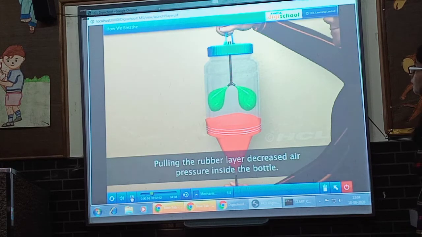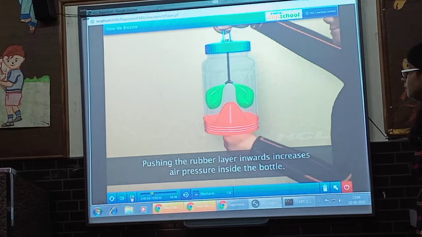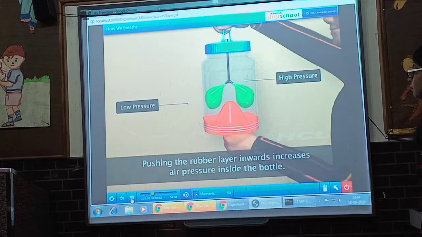On the other hand, if you push the rubber layer inwards, the pressure inside the bottle increases as compared to that outside.